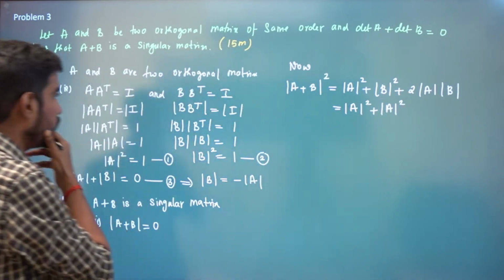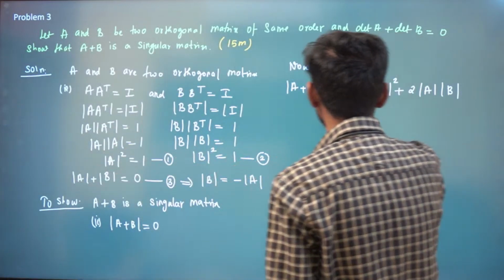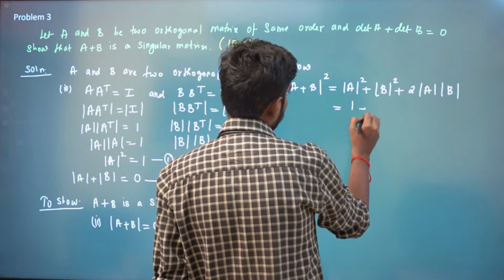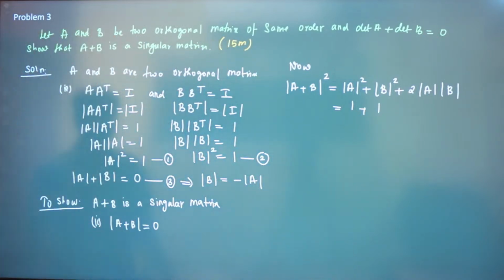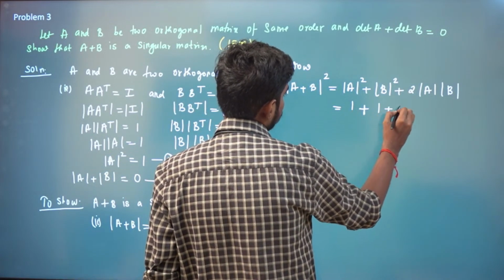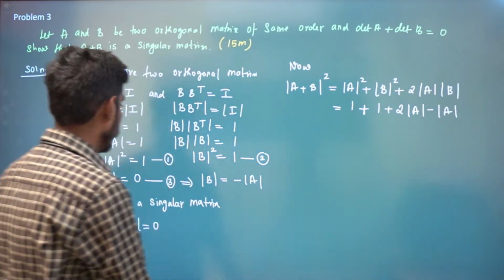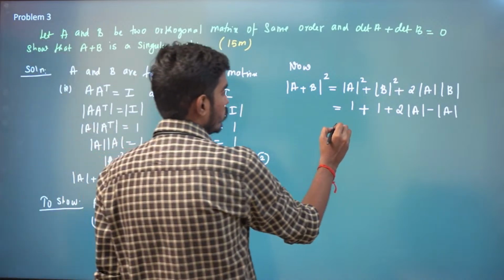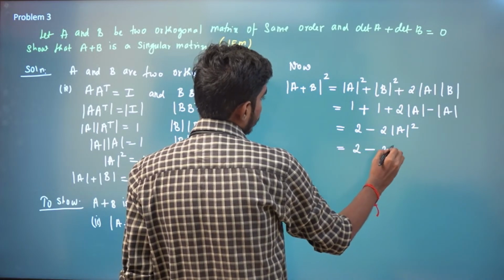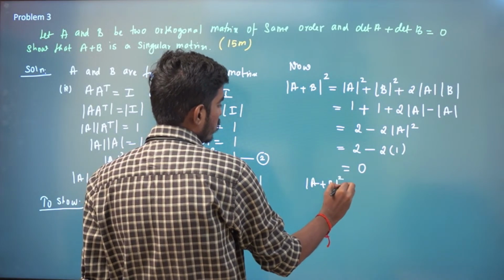Or else we can also prove it like this. We know determinant of A squared is 1, right? So we'll use it directly. Determinant of A squared is 1. Determinant of B squared is also 1. So we'll have 1 plus 1, plus 2 times determinant of A, and I can write determinant of B as minus determinant of A. So we have 2 minus 2 times determinant of A squared. So 2 minus 2 times 1 again. So that means determinant of A plus B whole squared is 0.